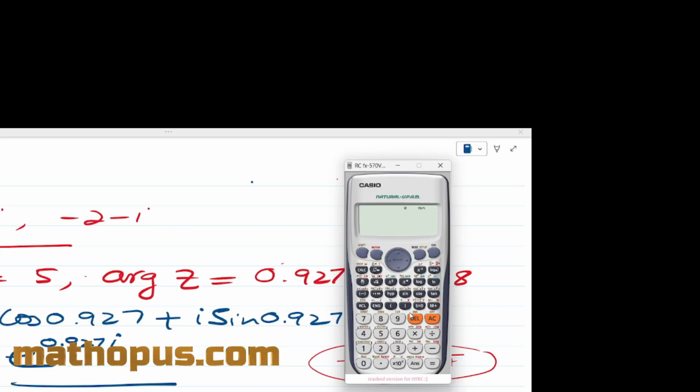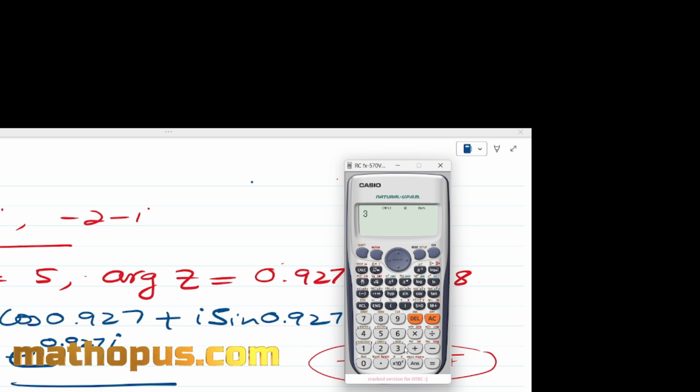Okay, now let's use the calculator. First of all, press mode. Second option is complex. And after that, now let's see how we can convert any complex number into polar form.